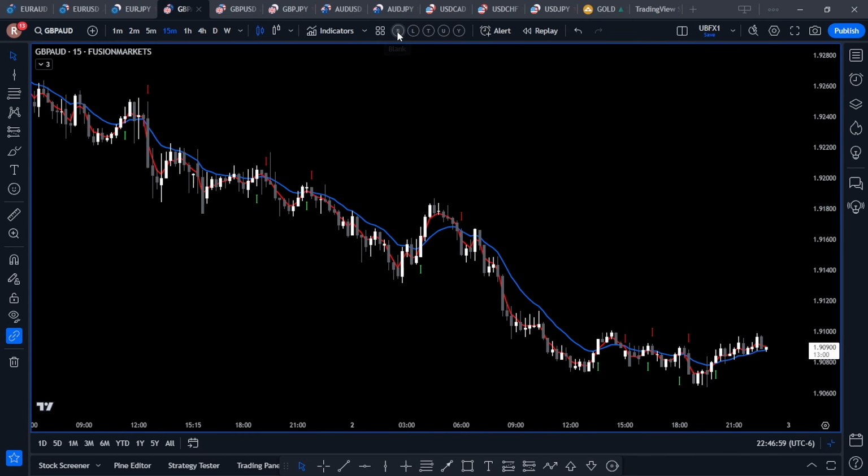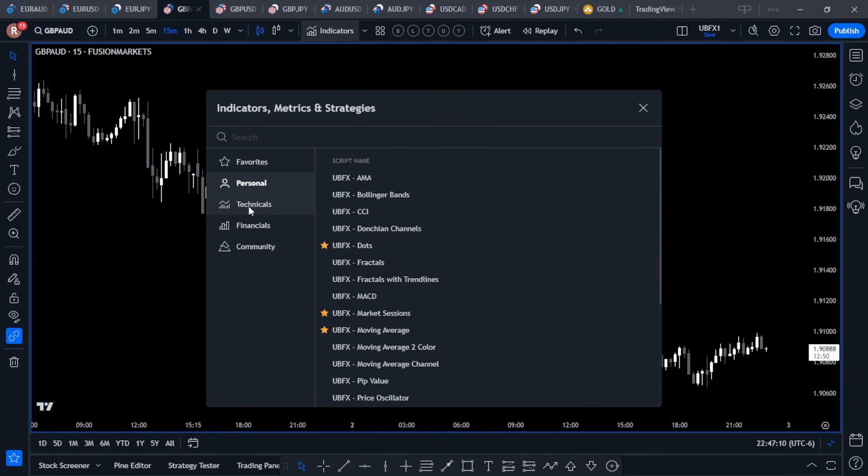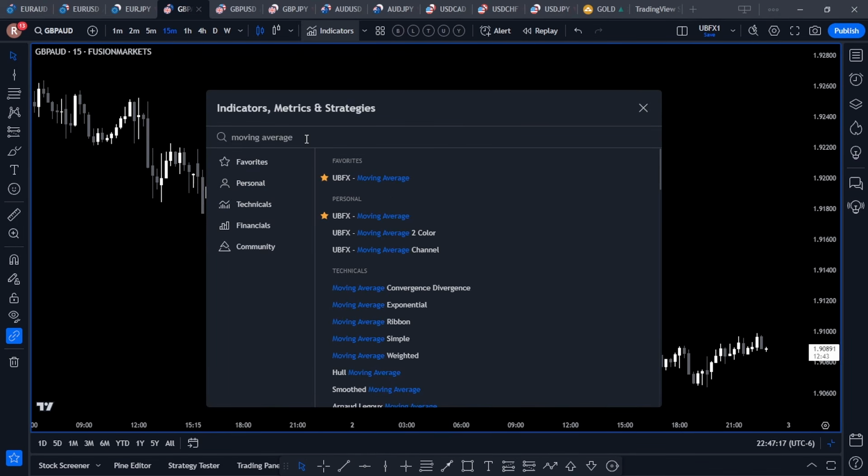I'm going to start with a blank chart. We're going to set this up from the beginning. So I'm going to add two exponential moving averages. So in indicators, technicals, I type in moving average, and I'm going to select this exponential, and I'll click it 2 times because I want 2 instances of that.